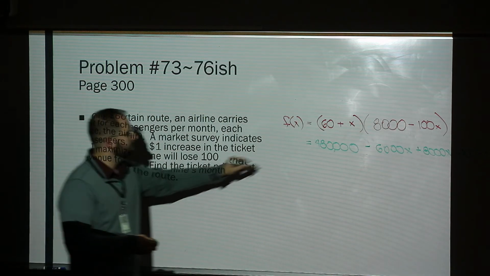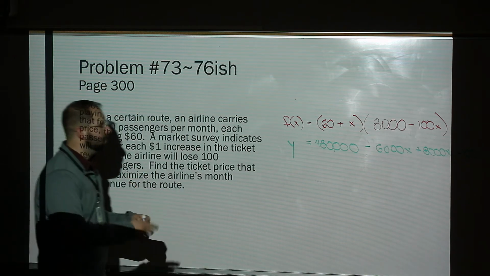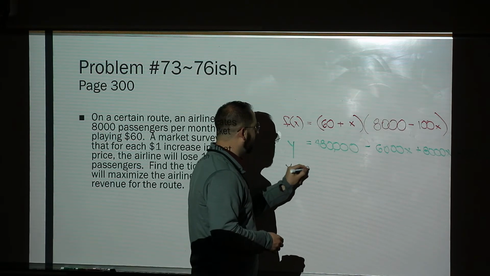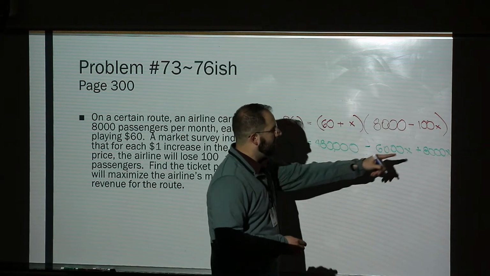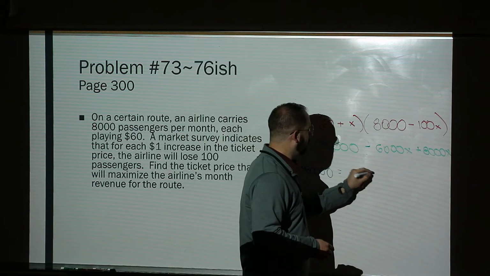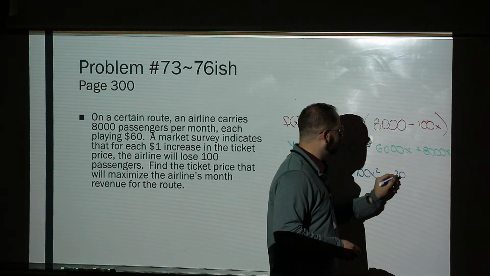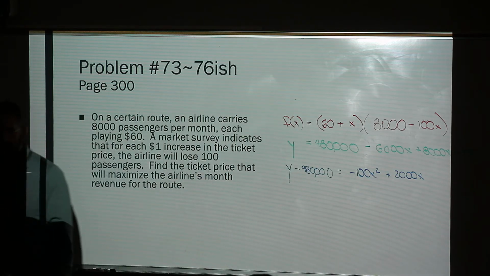Let's simplify it. I'm going to replace it with a y, and move some stuff around so it's more like the problems we're getting used to. I'm going to move that 480,000 to the other side, because I need to get the x's by themselves. And the negative 100x squared comes up here. If I add the x terms together, that is 2,000x. So that simplifies the problem.